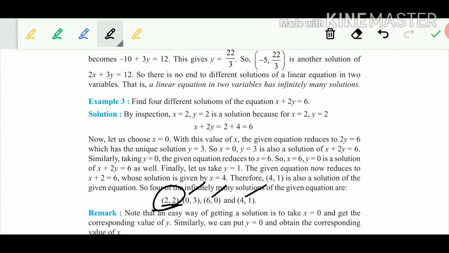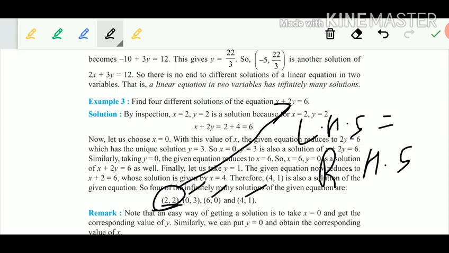When you put these values in this equation, you can see the left hand side is equal to the right hand side. So in this way we can find the solutions of a linear equation, and a linear equation has infinitely many solutions.